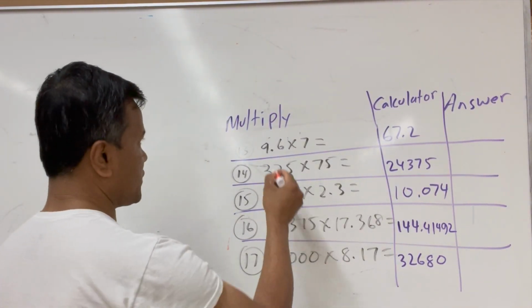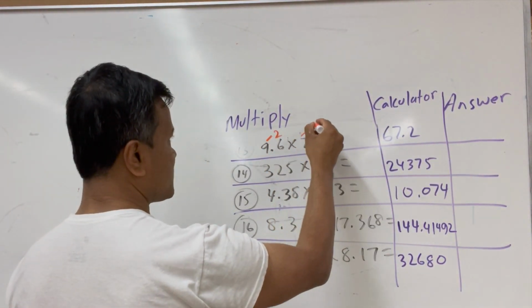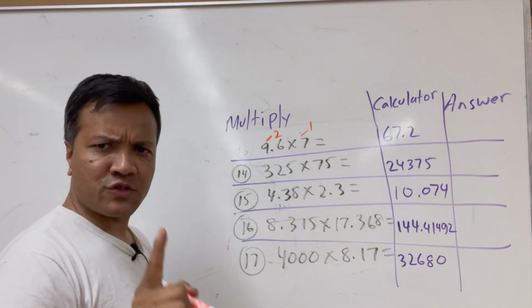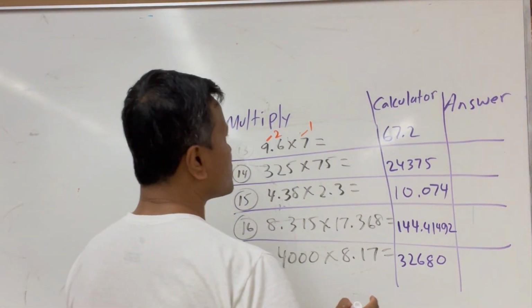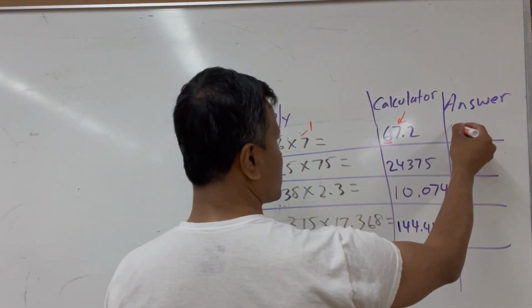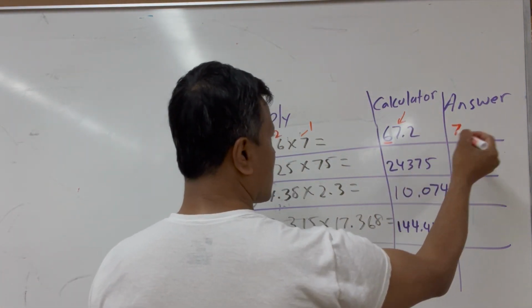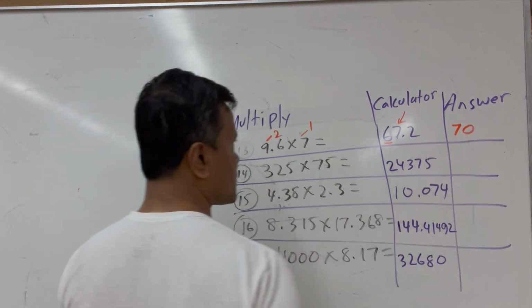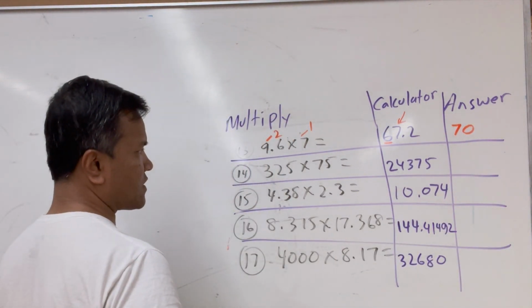67.2. So here I have 2 sig fig, here I have 1 sig fig. My final answer has to have only 1 sig fig. So this is bigger than 5, so I'm going to write now 7, and then I'm going to write 0. So this is only 1 sig fig.